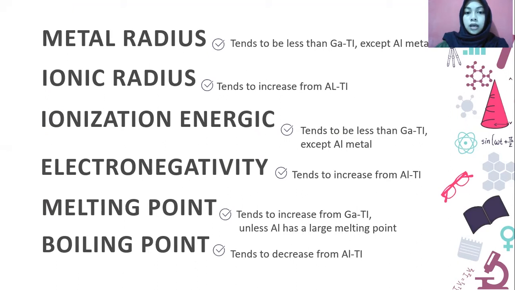Melting point tends to increase from gallium until thallium, unless aluminium has a large melting point. Boiling point tends to decrease from aluminium until thallium.